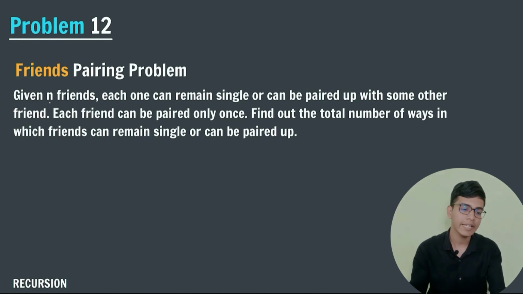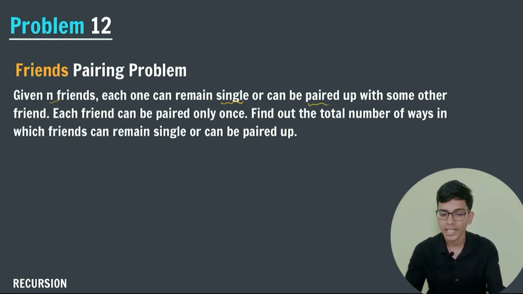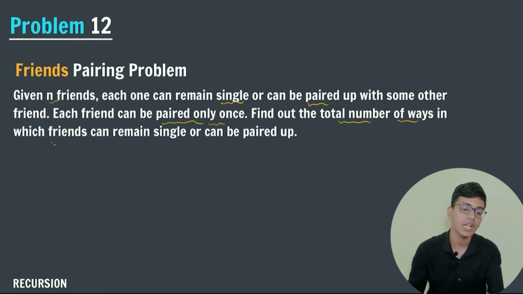the user will give n number of friends, and each friend can have two choices: he can remain single, he doesn't talk with anybody, or he can make friends, he can pair up with somebody, but he can pair only once. Here is the condition, that the given friend can pair with only one person. After that, in this question we need to find the total number of ways in which n friends can remain single or can be paired, right?